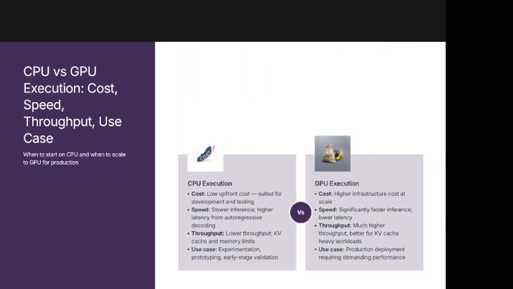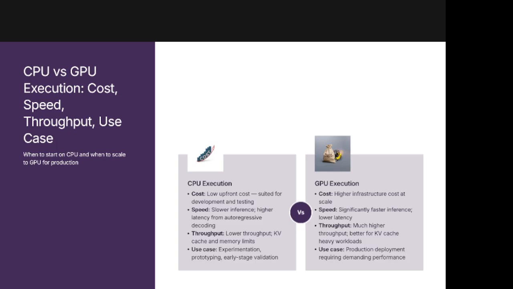Now, if we do the comparison between the CPU and GPU level execution, we understand the CPU is very cost friendly because it has low upfront cost. We can leverage this for development and testing purposes. However, inference would be slower because this is auto-tuned for GPU execution. However, we can still leverage that for testing the APIs, for prototyping, and for early stage validation.